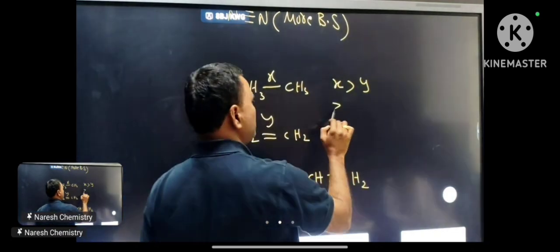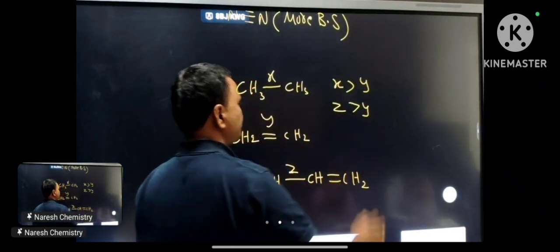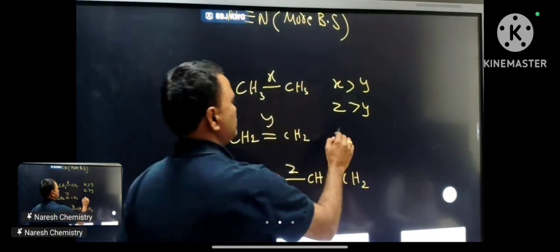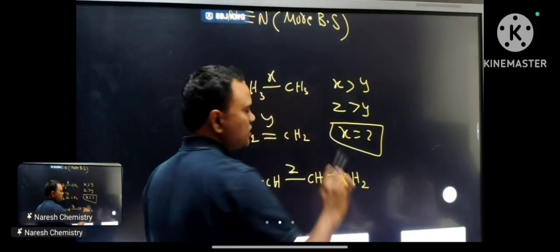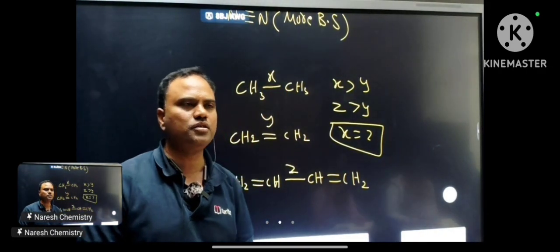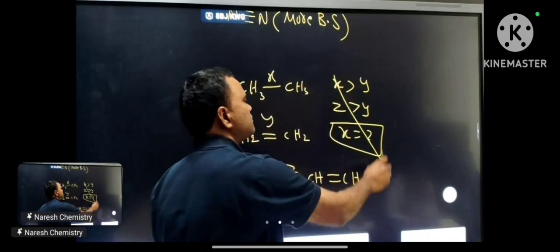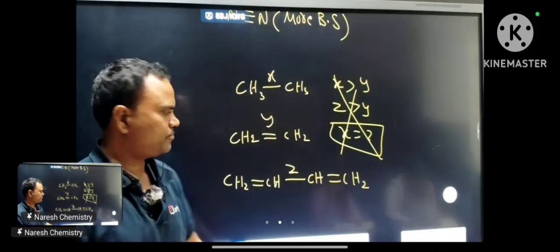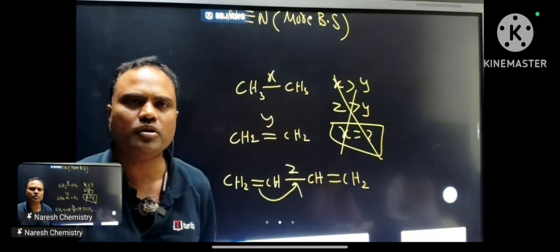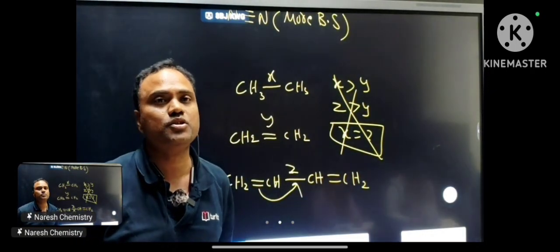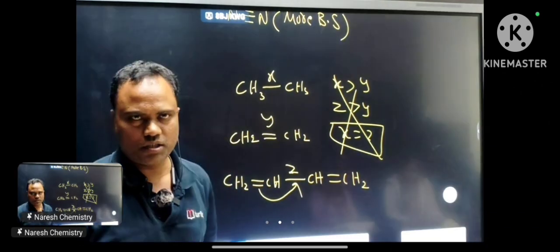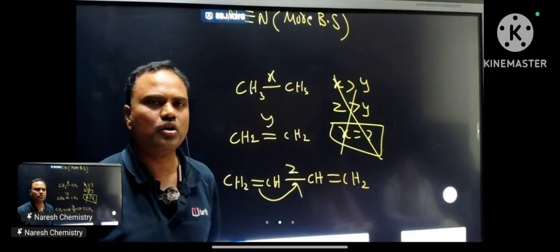Similarly, can we write Z greater than Y? Can we write like that? Z is also a single bond only. So X is equal to Z in general. This is a single bond, this is also a single bond, so we can write X is equal to Z, but that won't happen. Here resonance is present, with alternating double bonds. If resonance is present, then bond length will change. Now let us keep adding resonance. It is related to chemical bonding, not organic resonance.